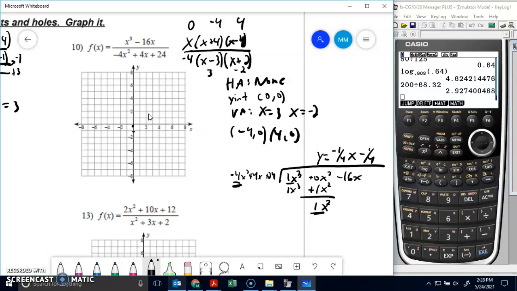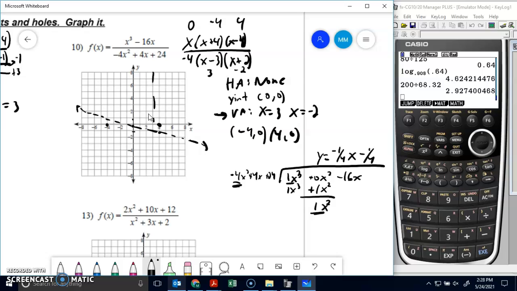I'm going to go down 1 over 4. And there's my oblique. I can go up 1 over 4. And there's my oblique in this direction. I have points at negative 4 and positive 4 on the x-axis.